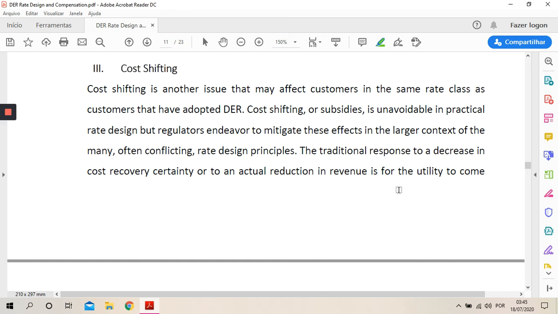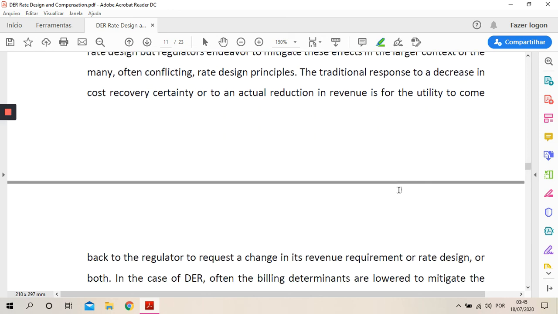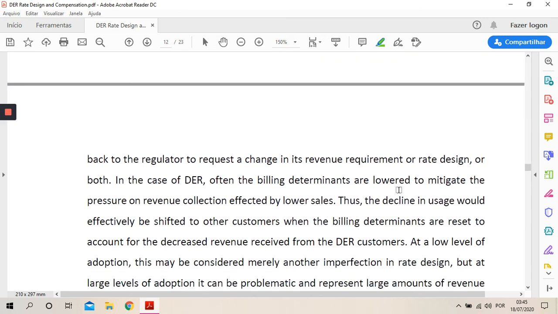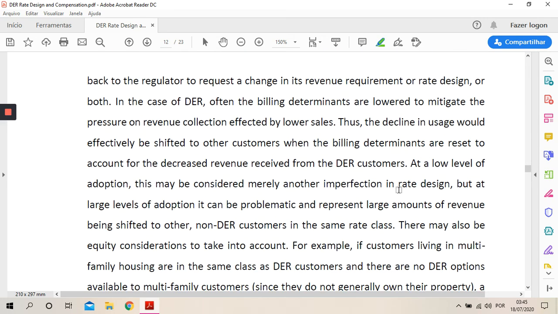The traditional response to a decrease in cost recovery certainty or to enact a reduction in revenue is for the utility to come back to the regulator to request a change in its revenue requirement or rate design or both. I have a video on my channel about revenue requirement. If you want to know more about the revenue requirement, you can browse my videos and see what it is about.